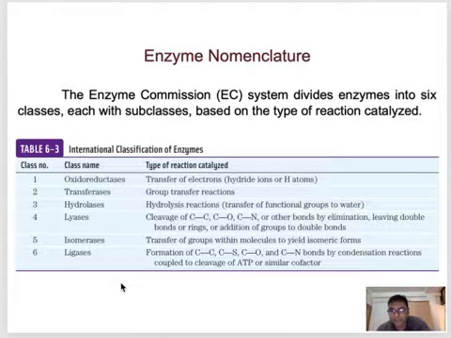Lysis means breakdown. So lyases cleave different bonds, like carbon-carbon, carbon-oxygen, carbon-nitrogen, or other bonds by elimination, leaving double bonds or rings, or addition of groups to double bonds. In short, lyases lyse bonds; they break down bonds. Isomerases transfer groups within molecules to yield isomeric forms. Isomerases change the isomeric form.